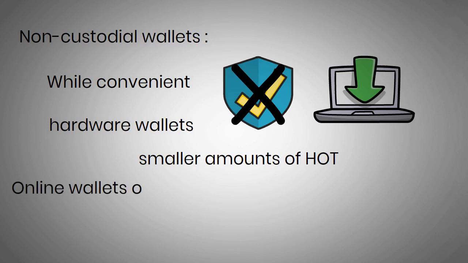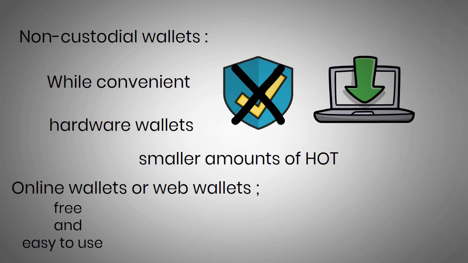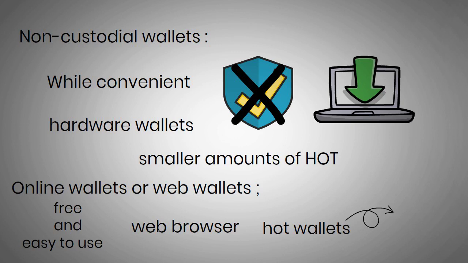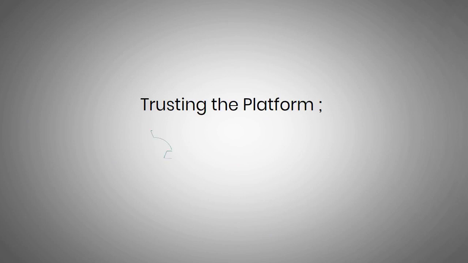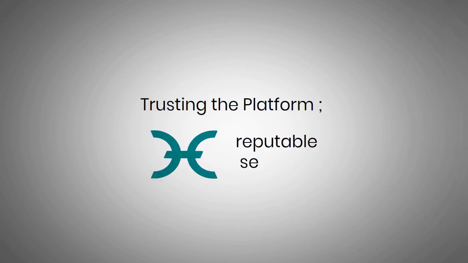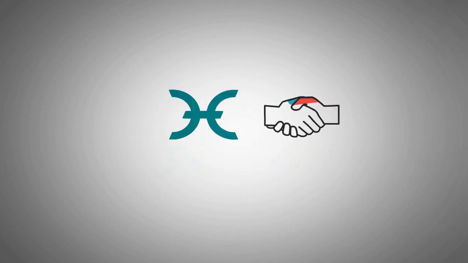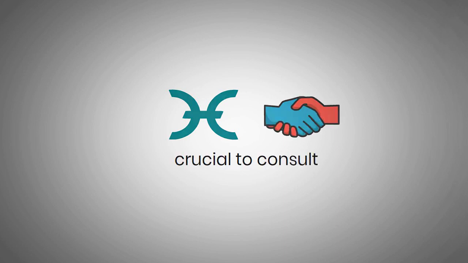Online wallets or web wallets are also free and easy to use, and accessible from multiple devices using a web browser. They are, however, considered hot wallets and can be less secure than hardware or software alternatives. As you are likely trusting the platform to manage your HOT, you should select a reputable service with a track record in security and custody. Holo tokens stand among the most promising cryptocurrencies since their inception in 2018. However, it is crucial to consult with an industry professional in advance.